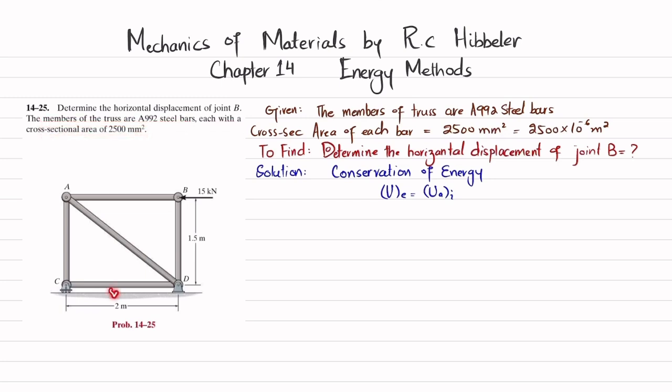So you can see this is a truss and there is a load of 15 kilonewton applied at point B. Due to this load, point B will move in this direction. So this is the horizontal displacement of point B, and you have to find this displacement of point B. So let's start with the solution.